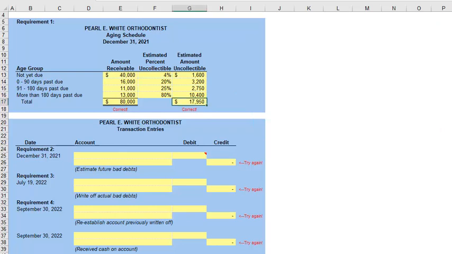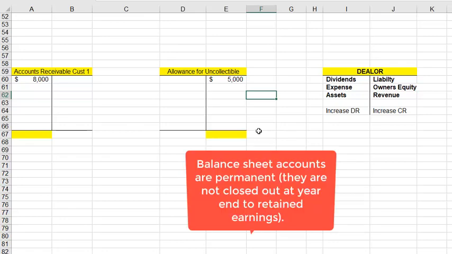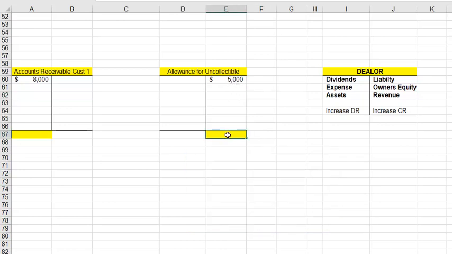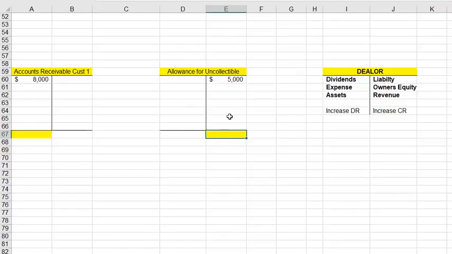We are dealing with, I'm going to flip back over here, we are dealing with a balance sheet account. Right? It is a permanent account, not a temporary account. We always need to consider what the previous balance is. So what we're seeing here is that we have $5,000 balance here. We know, based on our aging, that we need the balance of our allowance for uncollectible to be 17,950. Well, what do we need to do to get there? We need to figure out what number we need to put in our allowance for uncollectible and do a journal entry to get us there.